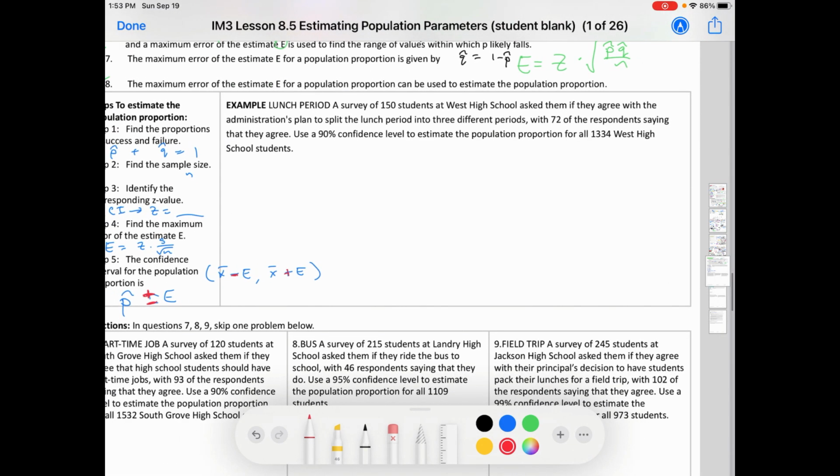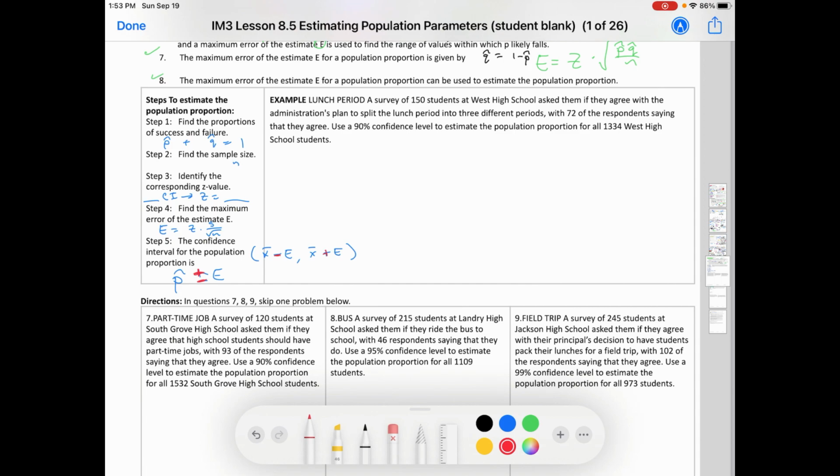All right, let's try that with the lunch period. This is in your textbooks, on page 406, example number 3. A survey of 150 students. As I read, I'm going to annotate. N equals 150 at West High School, asking if they agree with the administration's plan to split the lunch period into 3 different periods, with 72 responses saying they agree. So 72 is my number of successes, X.